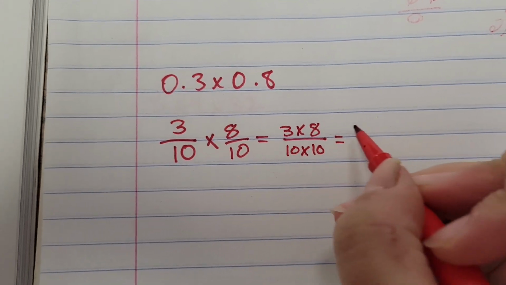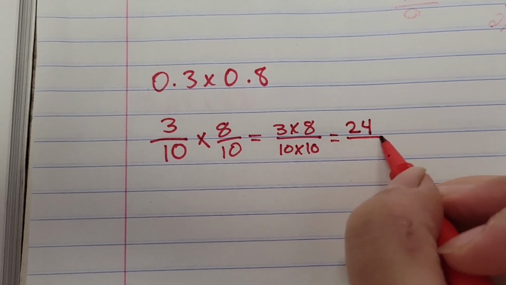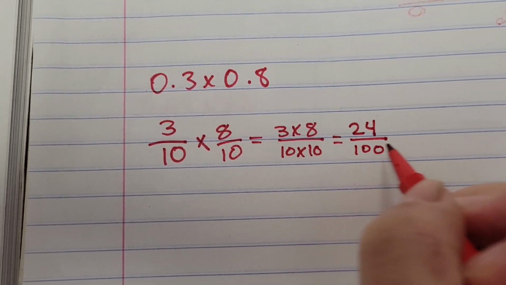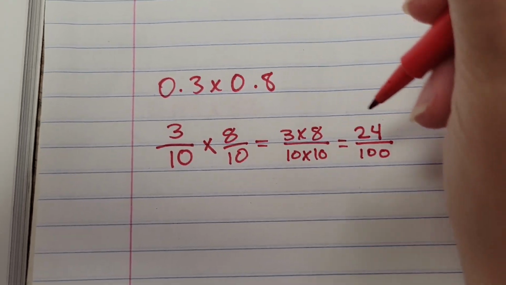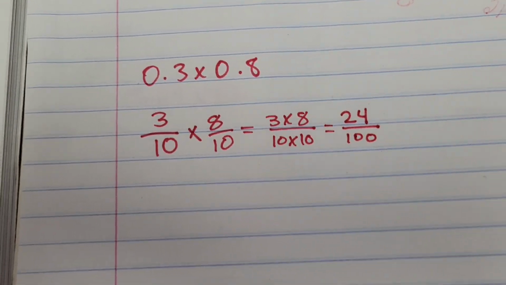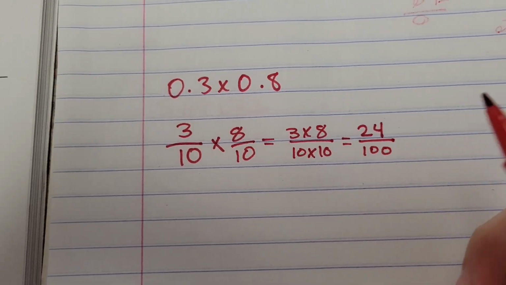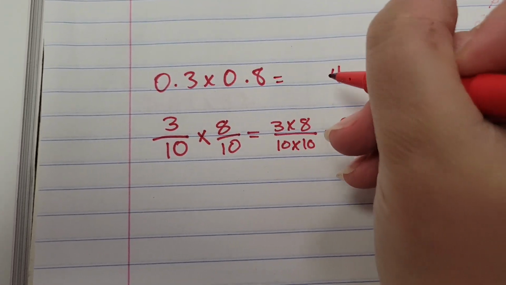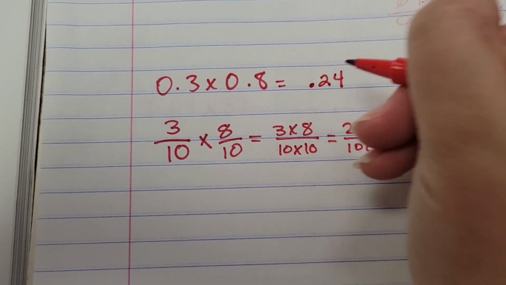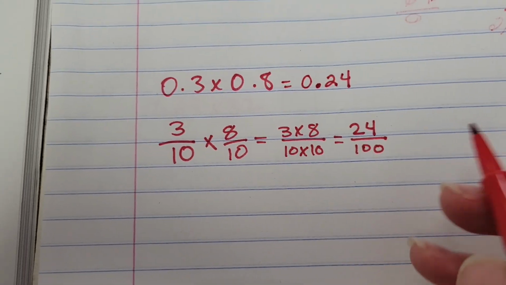3 times 8 is 24. 10 times 10 is 100. So which number is in my hundredths place? It's the number furthest. So it's my 4. So my 4 is in my hundredths, which means my 2 is in my tenths, decimal, and then 0.